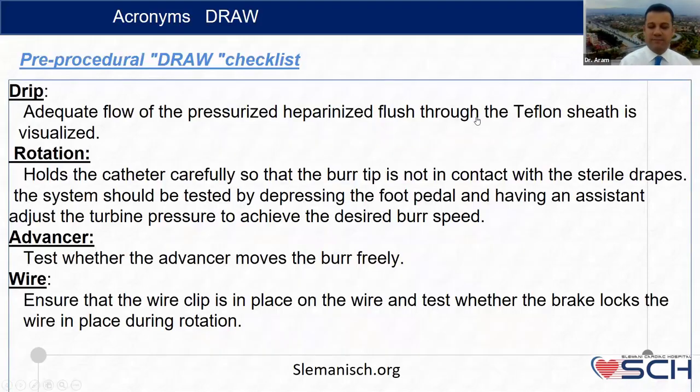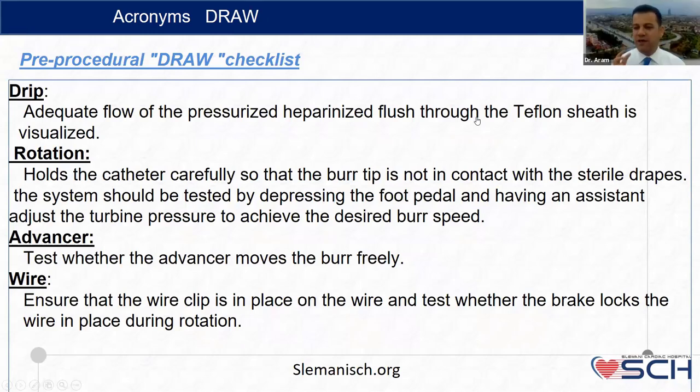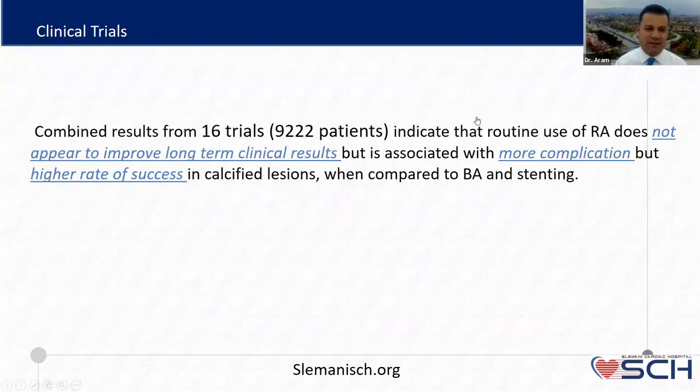So all the time, please do not forget the economy of the drip, the rotation, the advancer, and the wire. Because if you miss checking or double checking one of these elements, definitely you are going to have some unwanted complications that can be prevented just by remembering these components.